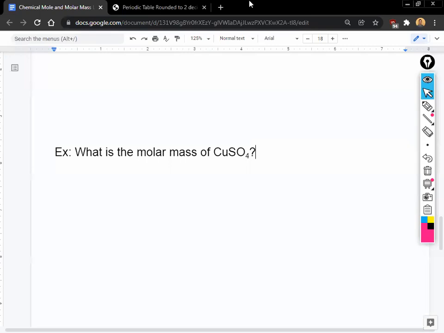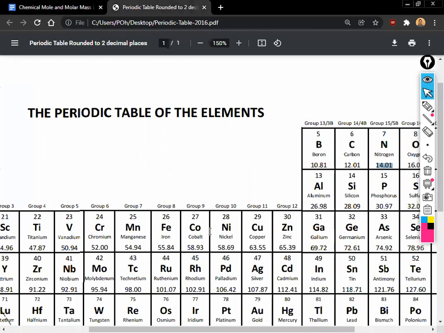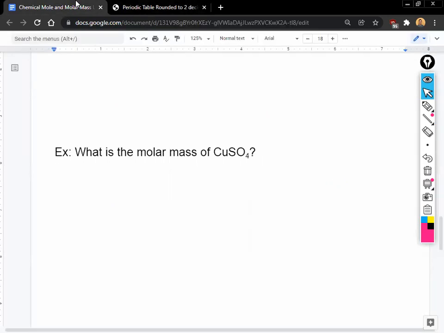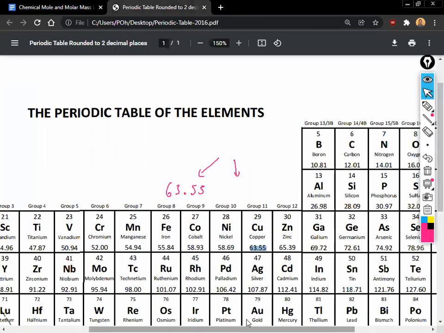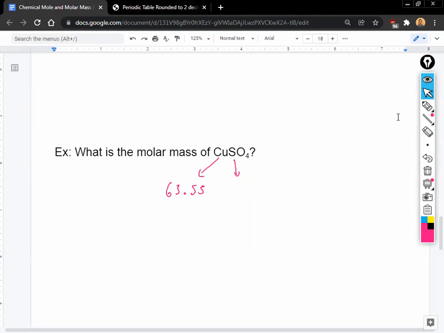Alrighty, guys, let's find the molar mass of CuSO4. So let's look at Cu. Cu is the first element. It's copper. What's the molar mass of copper? 63.55. So we're going to write that Cu is 63.55. We have sulfur. What's the molar mass of sulfur? Yeah, 32.07. So we're going to write that sulfur is 32.07. Now, we know that oxygen is 16 each, right? But since there's 4 of them, we have to multiply it by 4. Yeah, exactly. And that's going to give us 64.